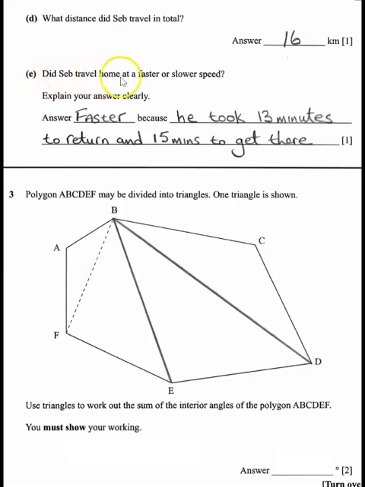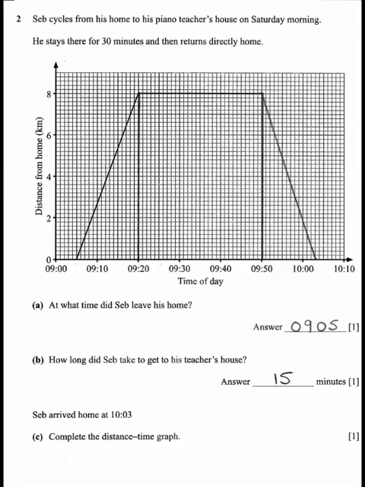So, did Seb travel home at a faster or slower speed? Explain your answer clearly. What I've written here is he's travelled faster. He took 13 minutes to return and 15 minutes to get there. So if we went to the previous page, you can see that he started at 9:05 and he got to 9:20 to get to his teacher's house, which was 15 minutes. And to get back, it was 9:50 and he arrived back at home at 10:03. So that took him 13 minutes. So he travelled faster coming home.